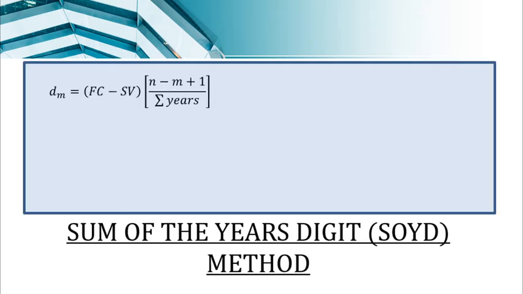So, ito yung mga gagamitin nating formula. We have DM or yung annual depreciation. We have FC, first cost pa din yan, minus SV na salvage value, multiply by N minus M plus 1 over summation ng years. So, expand pa natin itong formula na to. We have FC minus SV multiplied by N minus M plus 1. So, ang nabago lamang ay yung denominator. We have summation of x from 1 to n.